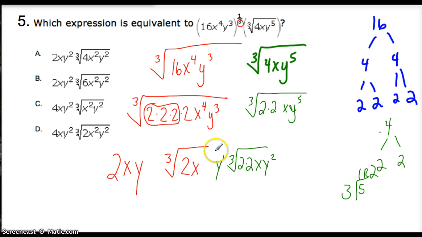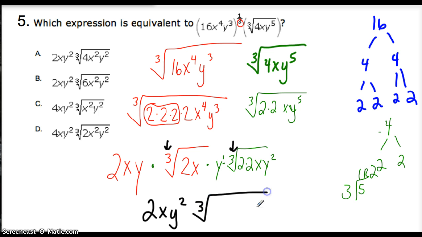Everything on the outside, remember this is multiplication, so the commutative property holds. So this could be changed to 2xy to the second, because y times y would be y to the second. And then since this index number is the exact same as this index number, I could write those together. So 3 as the index number, and then you'd have 2x from here, and then times 2 times 2xy to the second.